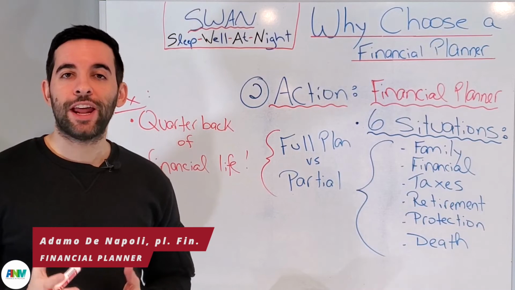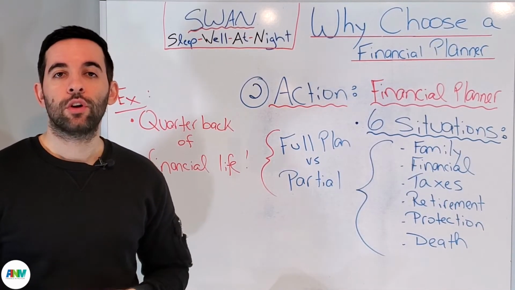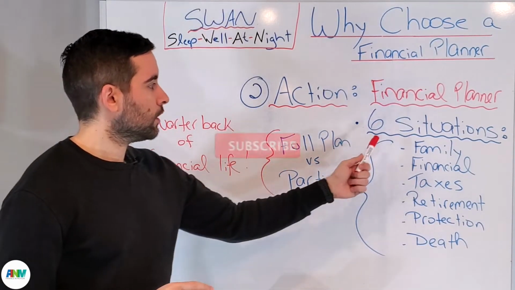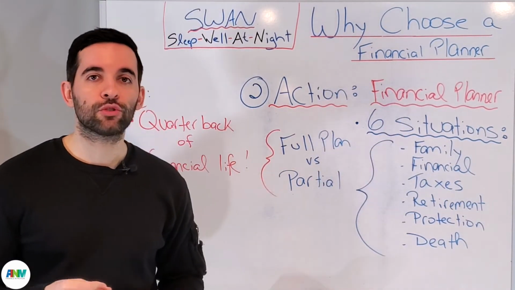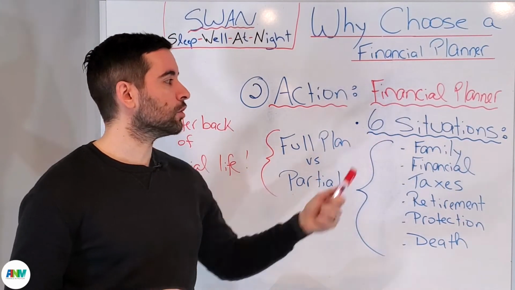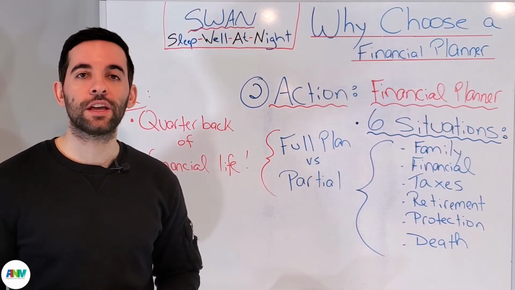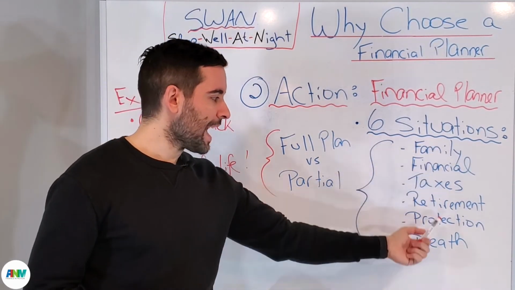So in choosing a financial planner, what are the key elements to understand in what we do as planners? A financial planner is essentially the only professional in the personal financial services industry that is mandated to look at the 6 situations of a client's life. So what are those situations?